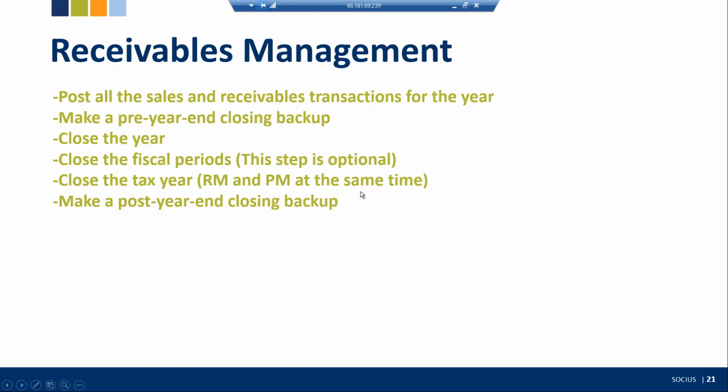At the end, after receivables and payables, you also can close your tax year, which we'll go back to in just a little bit. Once you've closed your fiscal year and your tax year, you should make a post-year-end closing backup as reference, and then you can move forward with your new year. So notice that there are recommendations for two backups. One is prior to running your year-end. The second one is before you move forward with your new activity.